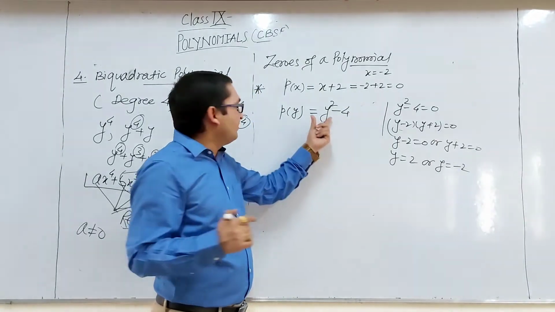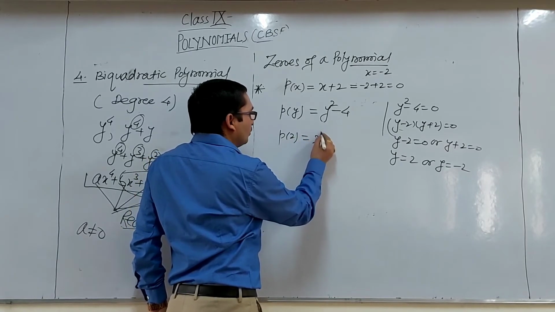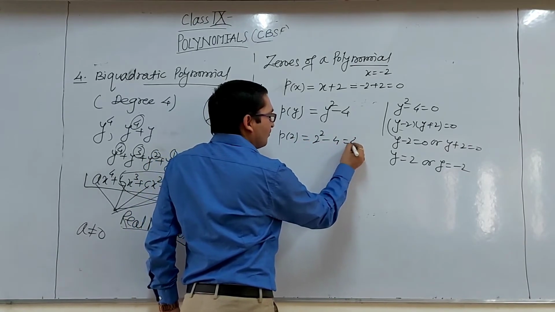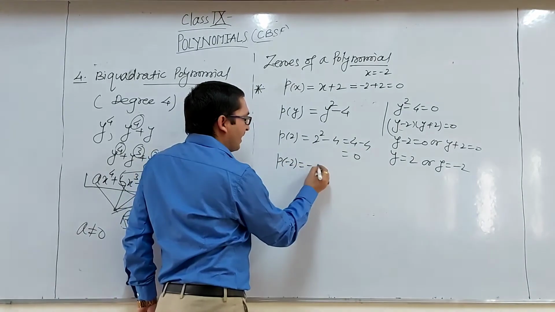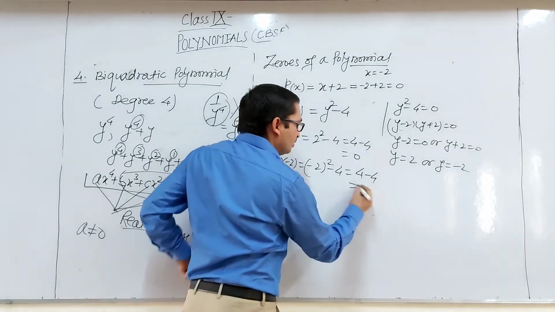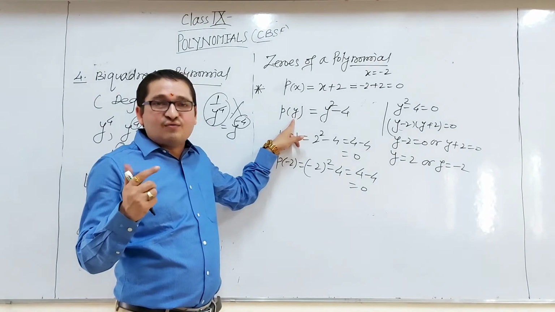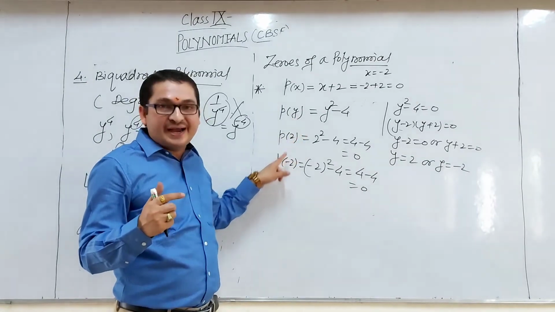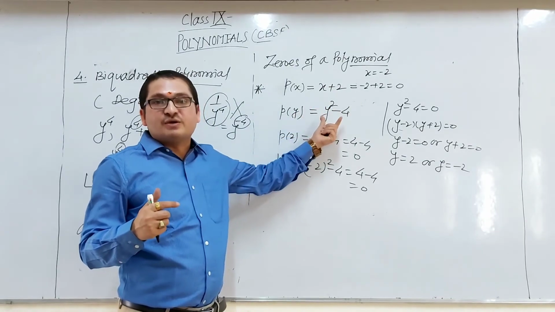0. Means if I am putting p(2), so 2 squared minus 4, that is what? 4 minus 4 equal to 0. If I am taking minus 2, so minus 2 whole squared minus 4, this is what? 4 minus 4 equal to 0. Means for the value of y, if you are taking y equal to 2 and minus 2, this whole expression is what? 0.